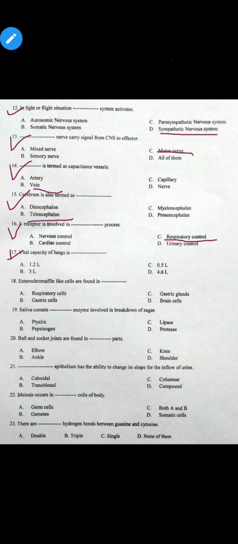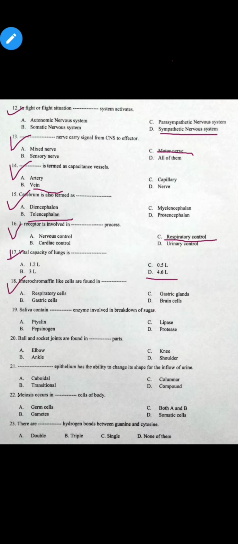MCQs number 17. Vital capacity of lung is option A 1.2 liter, option B 3 liter, option C 0.5 liter, and option D 4.6 liter. So the correct option is the option D. Vital capacity of lung is 4.6 liter, and vital capacity is the total volume of air exhaled after maximal inhalation, and it is calculated by summing tidal volume, inspiratory reserve volume, and expiratory reserve volume.